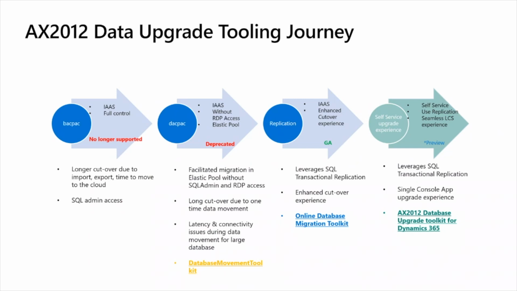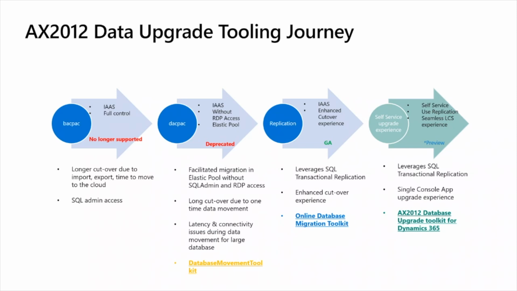There were a few challenges again with the TechTalk process, as it was a one-time data movement. So it didn't actually solve the long cutover downtime window problem, right? It had some latency and connectivity issues during data movement for large customers or large size of database. So basically, this toolkit actually didn't work for large customers, right? And it didn't solve the problem of longer cutover downtime, right? This toolkit was named the Database Movement Toolkit, and it's deprecated now. We don't recommend customers using the backpack process for data upgrade.